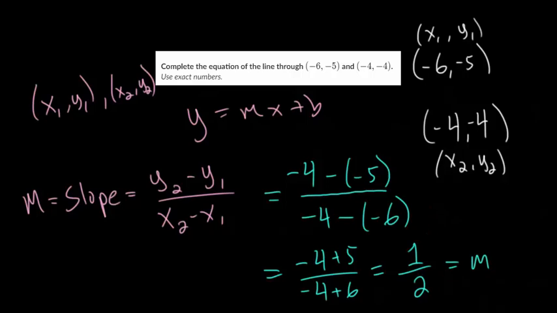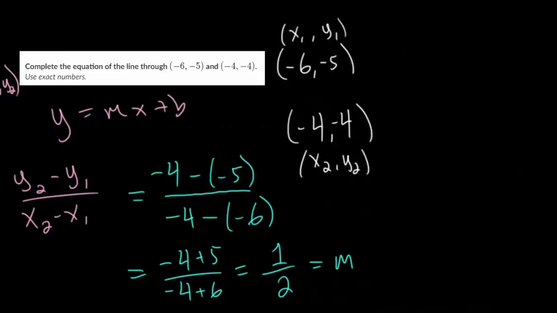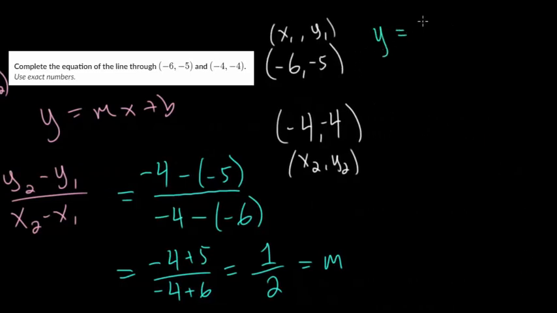Let me make a little bit more room, because at this point we're going to plug in that m value for our slope. So we have y = mx + b, but m is now 1/2, so y = 1/2 x + b. The x and y values here are the variables, so they're always going to stay in the equation. But this value b is the y-intercept, and we just need to find it. At this point, you can pick either this point or this point and plug it into the equation. Let's choose this point right here.